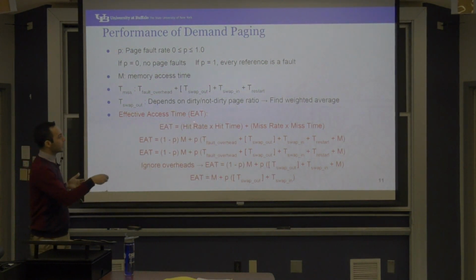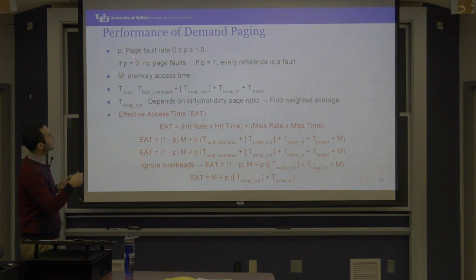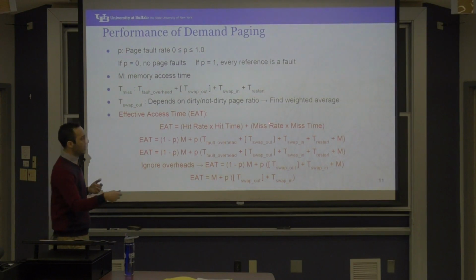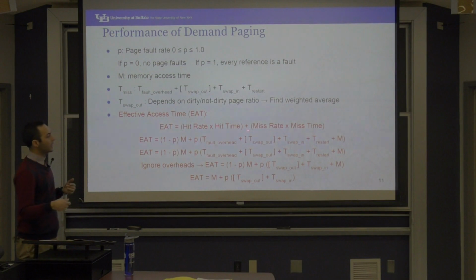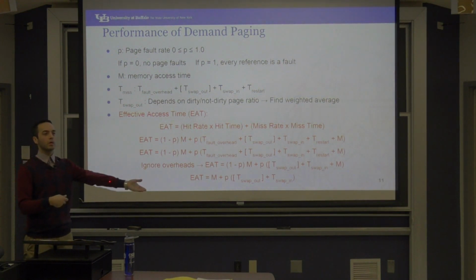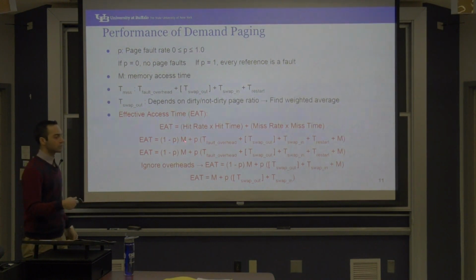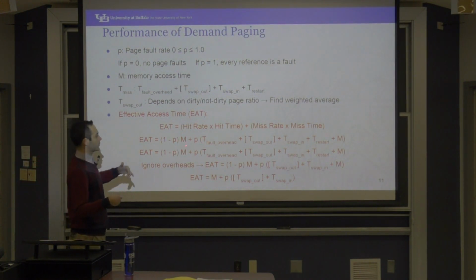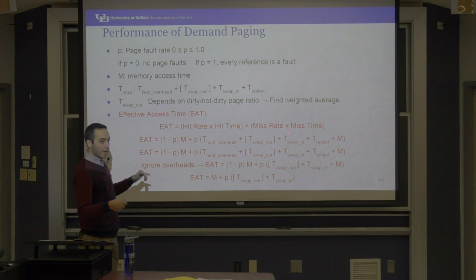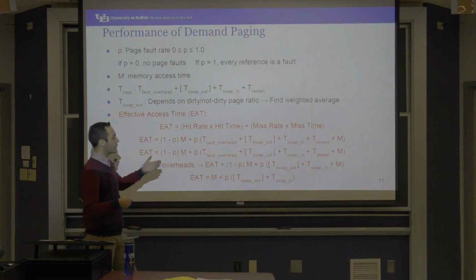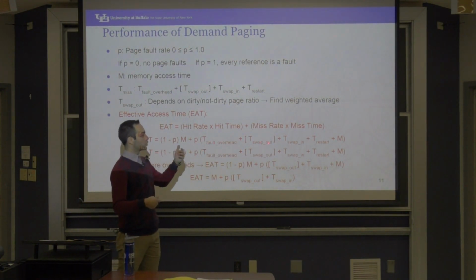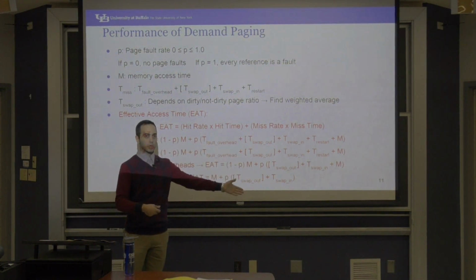It starts with that. The miss rate is the page fault rate P, so the hit rate is 1 minus P. That's simple. If we hit the page, all we need is to access the memory. But if we miss a page, we need to access the memory eventually, but before that we also go through the page fault, which is the overhead: the swapping out, the swapping in, and so forth.